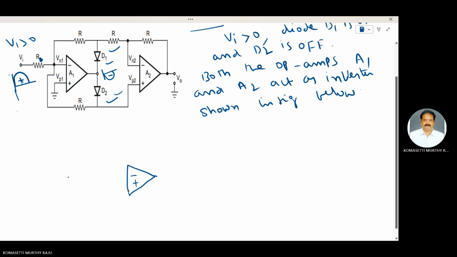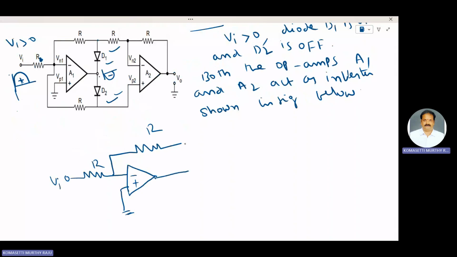Minus, plus here. R, Vi. This one is connected to ground. R. D1 is short circuited, means this point is connected here. Another end of R is connected to the output of A1. This one is A1. This R is connected to this one. This one is R.